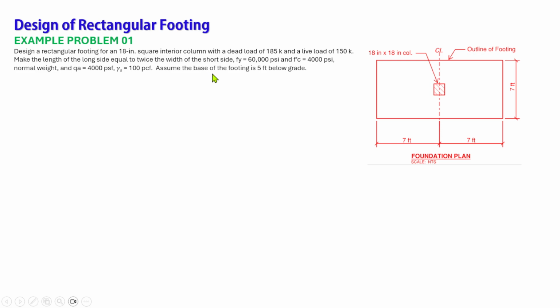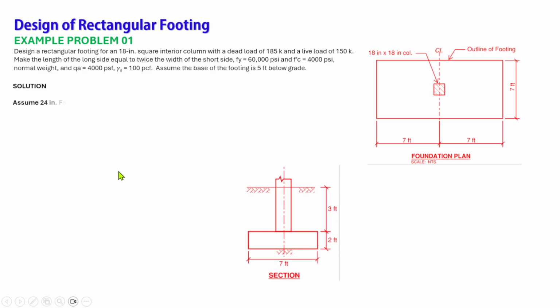Assume the base of the footing is 5 feet below the grade. So we have the foundation plan of the footing. We have the columns 18 inches by 18 inches. And let's get started with the solution. We have the section of footing. We have the depth of 2 feet and 3 feet, the height of the soils. So we will check how we come up with this dimension.